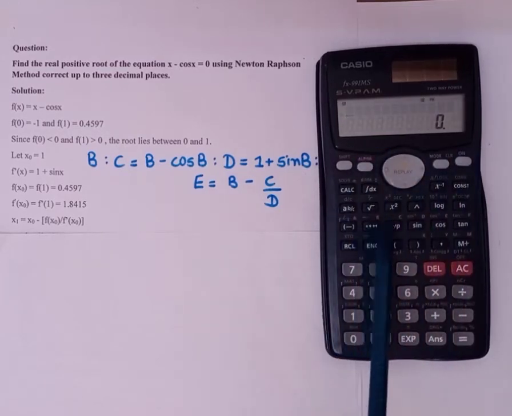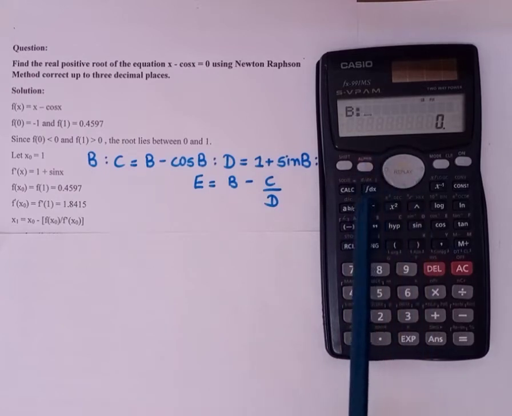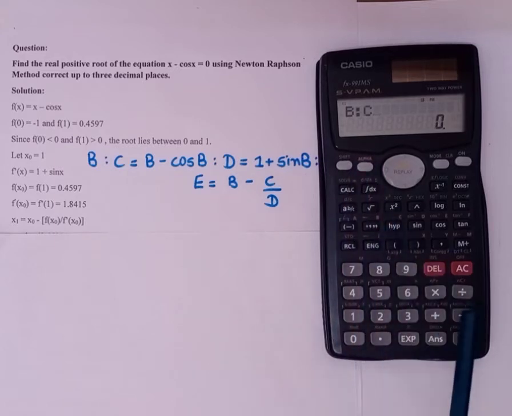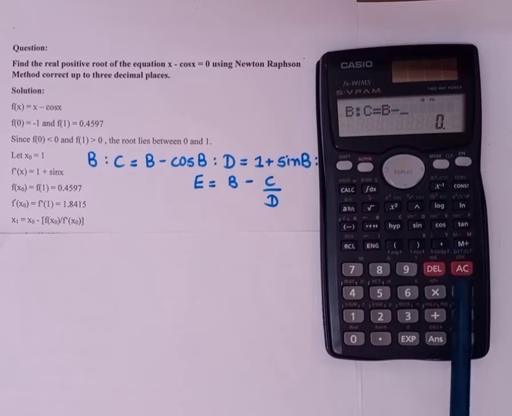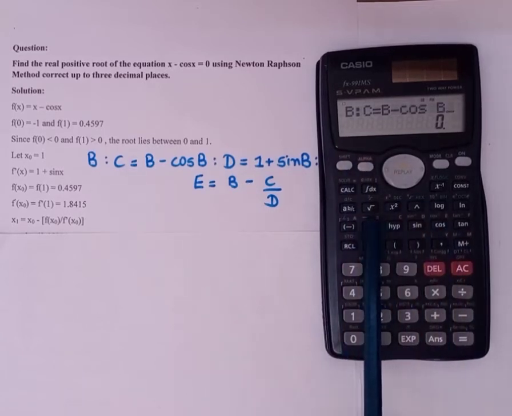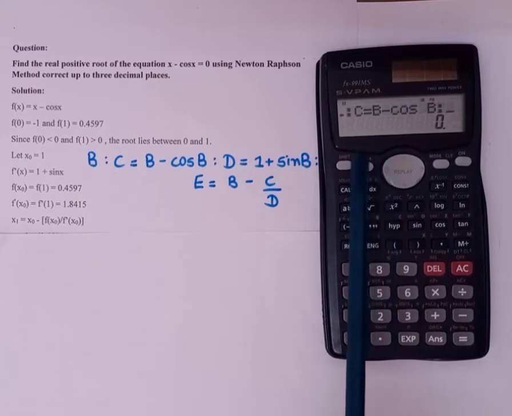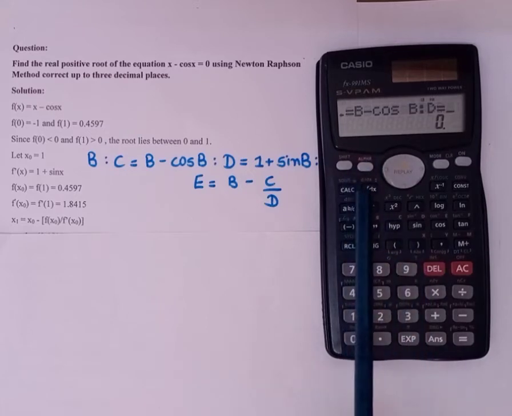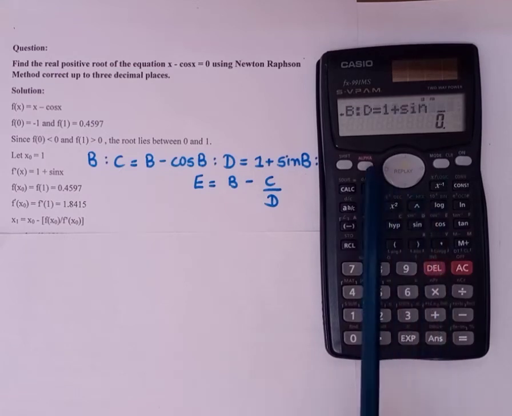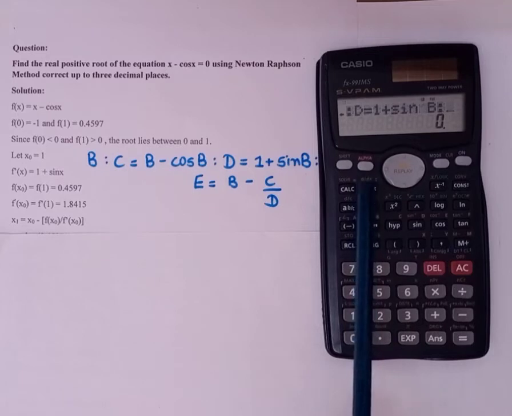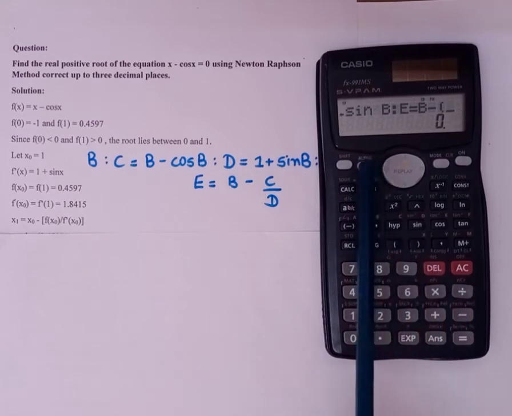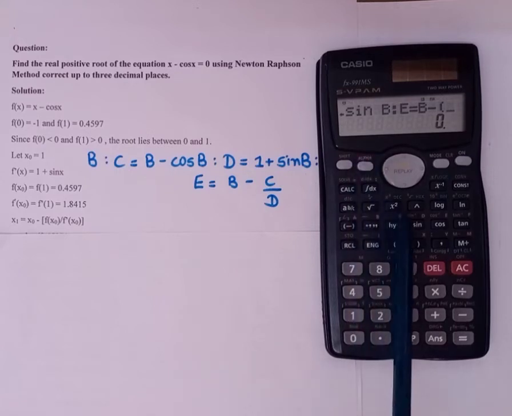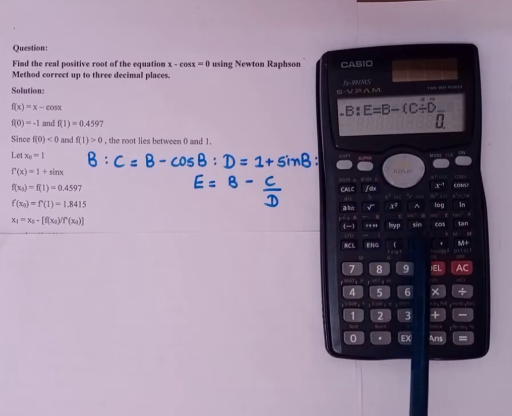This we have to input in the calculator. Press on, then again press alpha, b, alpha, colon, alpha, c, alpha equal to alpha b minus cos alpha b, again alpha, colon, then alpha d, alpha equal to 1 plus sin alpha b, alpha, colon, and then alpha e, alpha equal to alpha b minus, in bracket I'll write this, alpha c divided by alpha d, then bracket close.